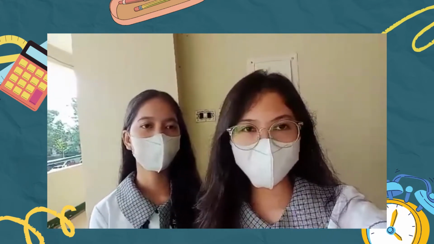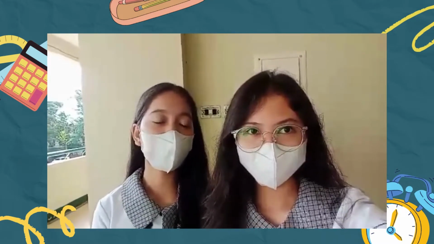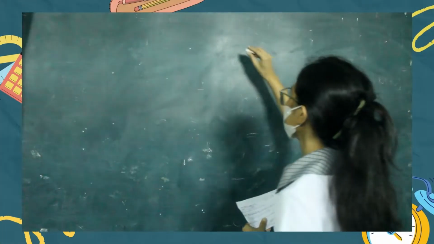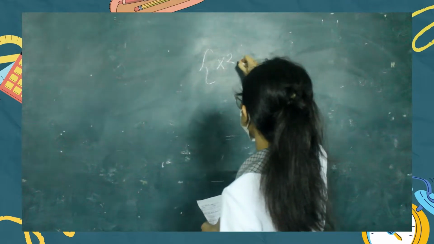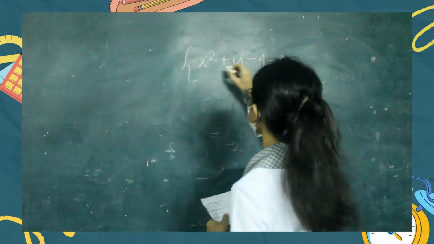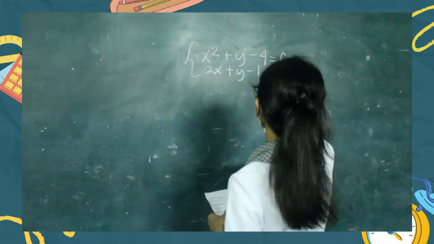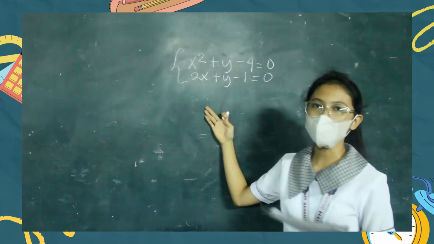For today's video, we're going to show you how to solve the system of nonlinear equations given to us by Sir Balin. So we have these equations: x squared plus y minus 4 is equal to 0, and 2x plus y minus 1 is equal to 0. So these are the equations that we need to solve.